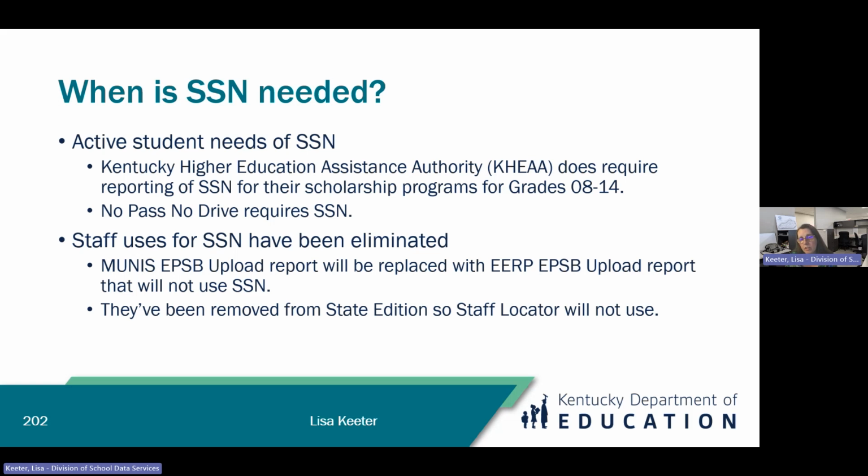However, staff uses for Social Security number have been eliminated. Well, almost. Next month, we'll get a new version of the Enterprise ERP upload report that will no longer match using Social Security number. It's going to use last name and date of birth only. So we're going to be releasing a new report next week called ERP EPSB Upload, alphabet soup, and we'll sunset that Munis version of the report. But it won't include Social Security number at all.